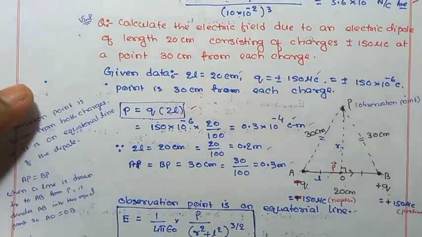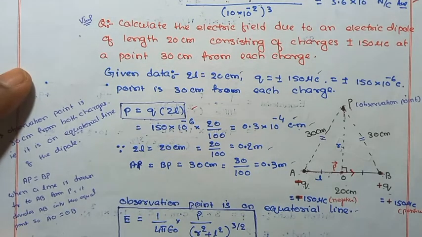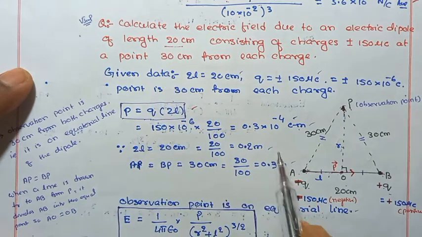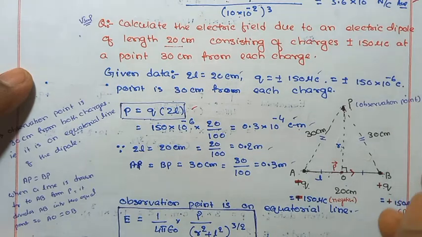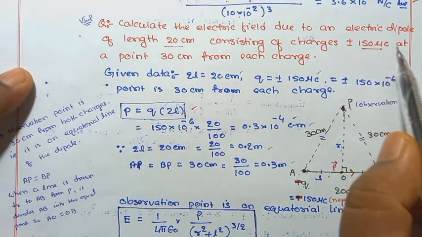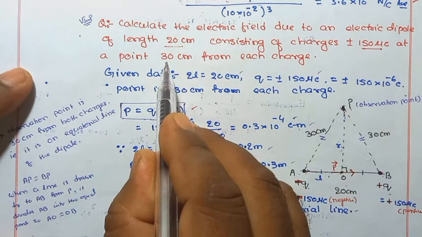Let us see one more important question. The question is: calculate the electric field due to an electric dipole of length 20 centimeter consisting of charges plus minus 150 microcoulomb at a point 30 centimeter from each charge. Here it is given that the dipole length is 20 centimeter and this dipole consists of charges plus minus 150 microcoulomb. The observation point is 30 centimeter from each charge.